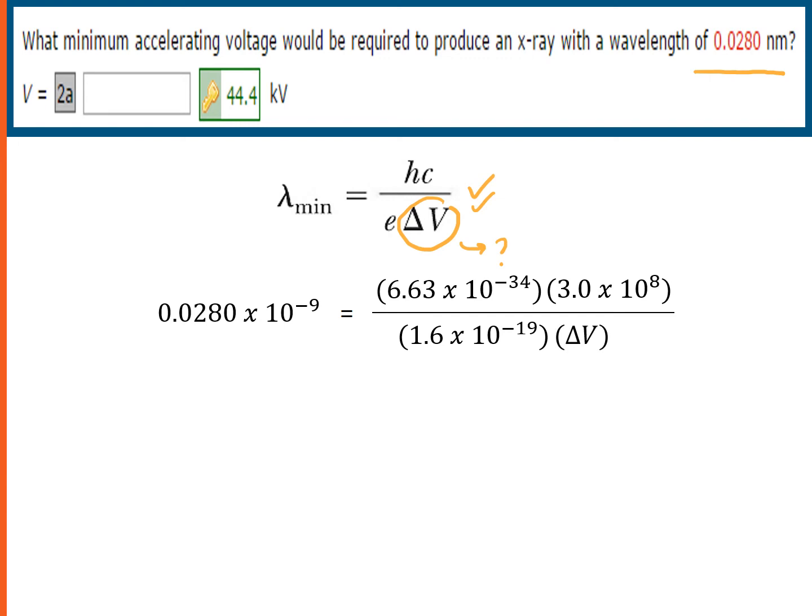So manipulating this equation would lead us to the answer, which is delta V, and that is 44,397 volts, or we could round it up to 44.4 kilovolts, and we have solved this problem.